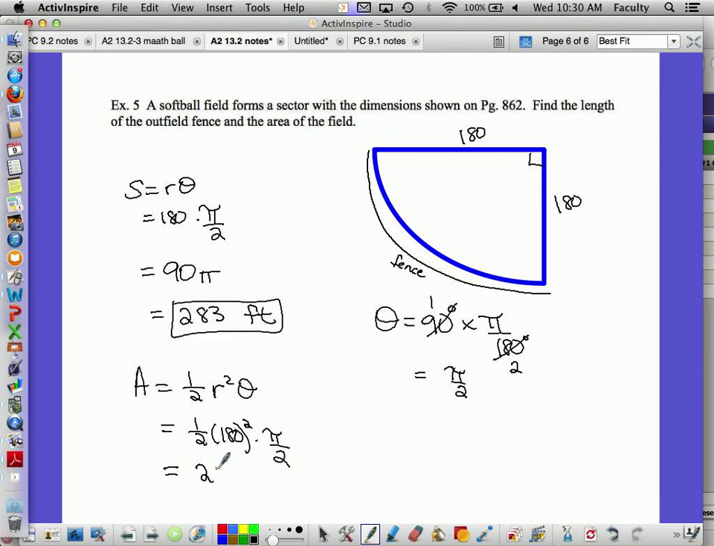Round to the nearest whole foot. I got 25,447, and this is square feet because we're talking area.